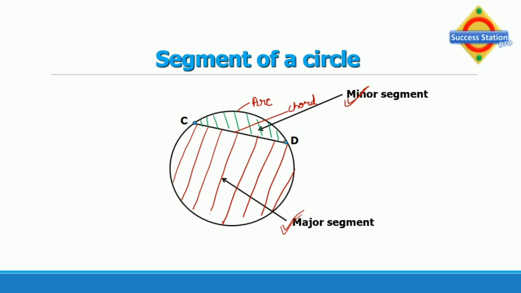C and D were the points on the circle, so obviously this region or this area is called the segment of the circle, right? So any chord will divide a circle into two parts. One will be the major segment and one will be the minor segment.